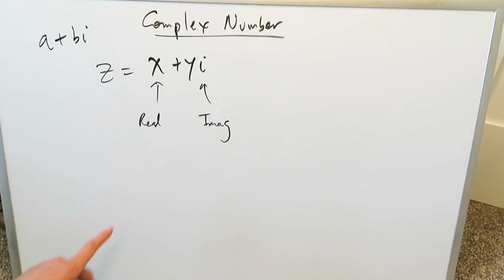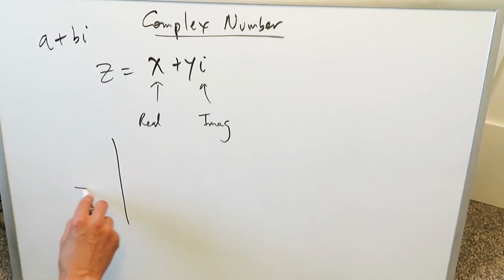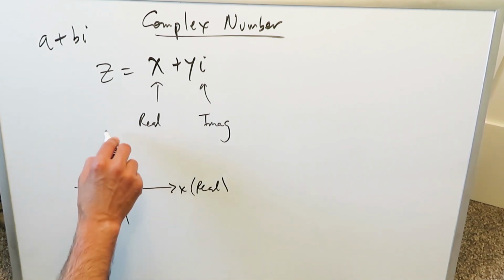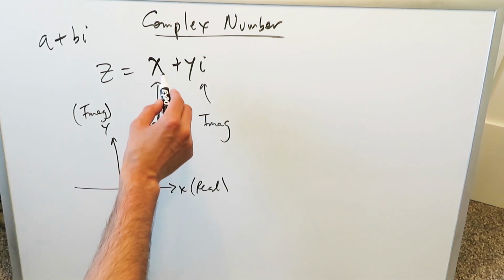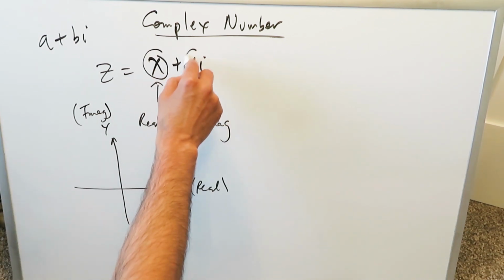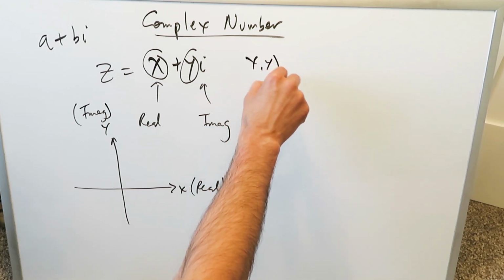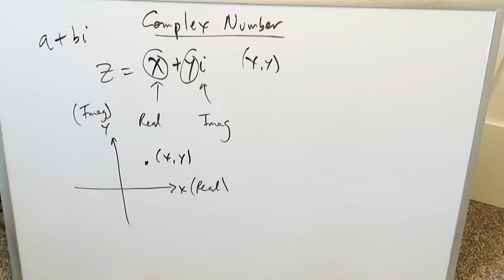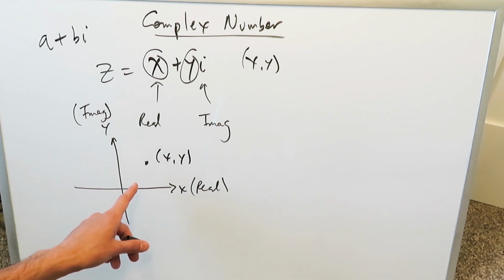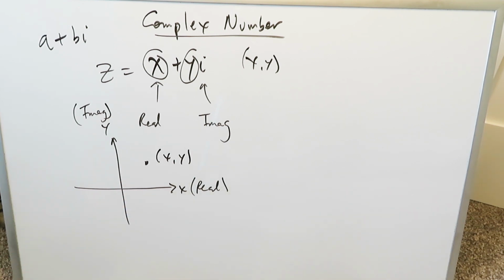You can do everything here with regards to a complex plane. A complex plane has an x-axis and a y-axis, the real axis and the imaginary axis. You can always plot a point x comma y such that that point will represent your complex number. That x comma y will represent a complex number in terms of its designation or location on a complex plane.